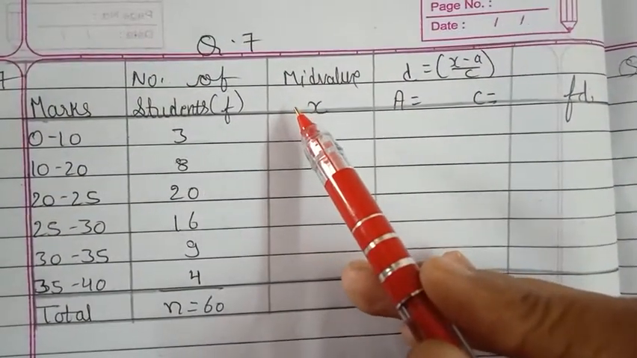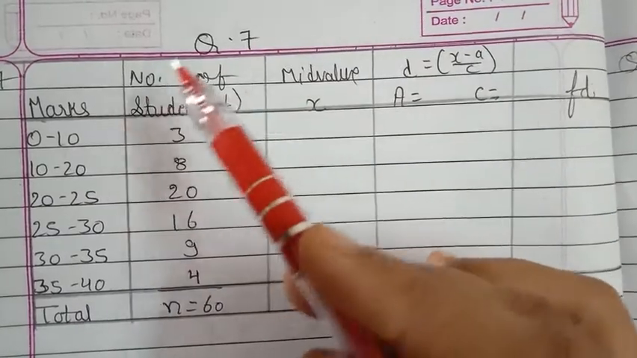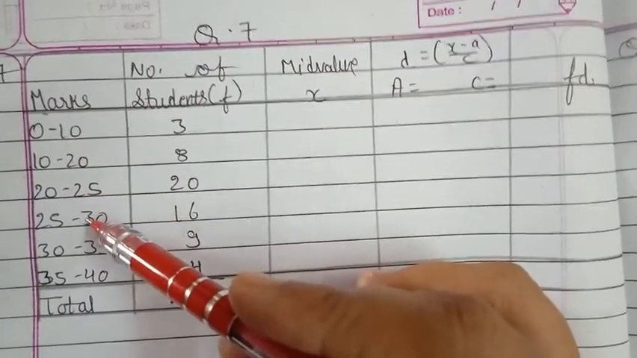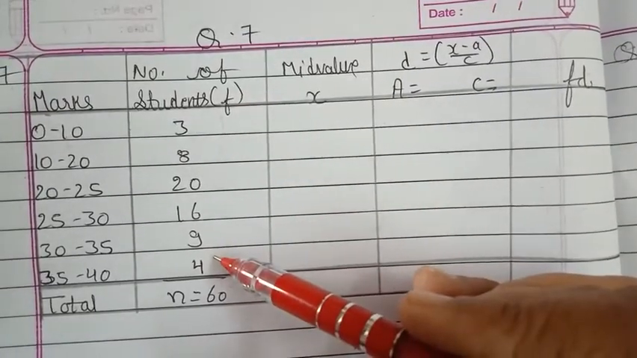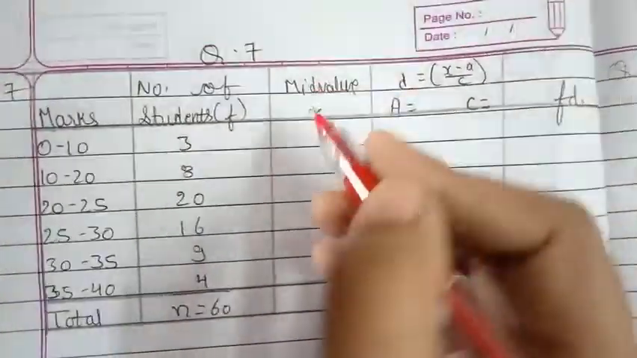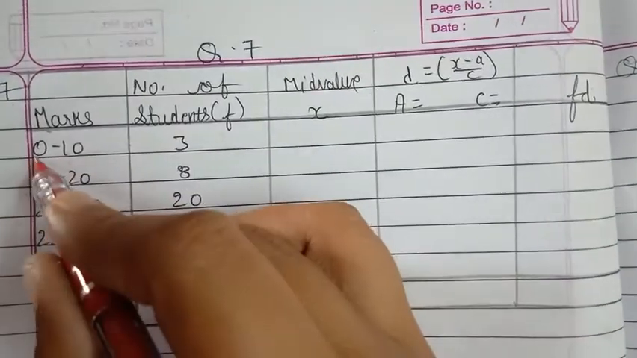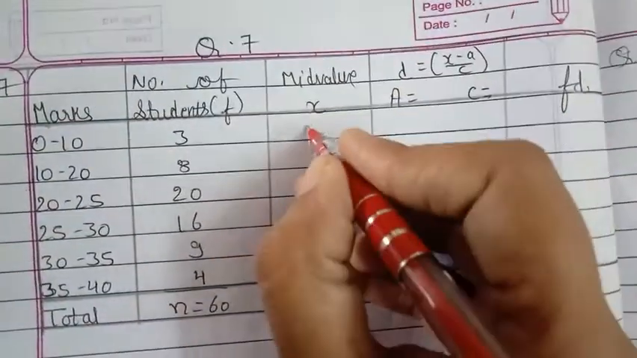Now in question number 7, the marks obtained by 60 students in an examination are given to us, and we have to find the mean marks. The frequency, that is the number of students, is given to us. We have to find the mean marks. So first of all, we will find the mid value, that is 0 plus 10 divided by 2, that is 5.